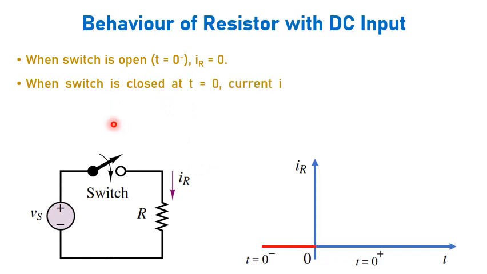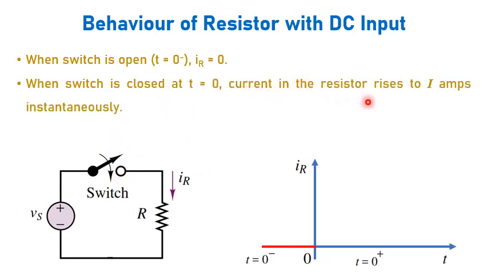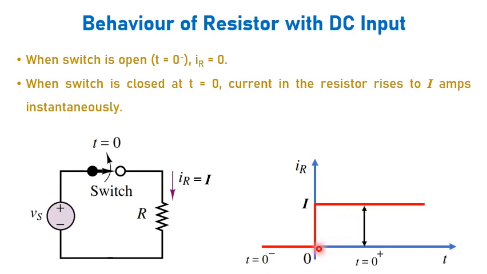Now when the switch is closed at t equal to 0, the current in the resistor rises to I amps instantaneously. The current is rising to a maximum value. See, the switch is closed at t equal to 0. Now you can see the sudden rise in voltage, instantaneous rise in current, whose value is I. This is how the resistor behaves when you apply a DC voltage.